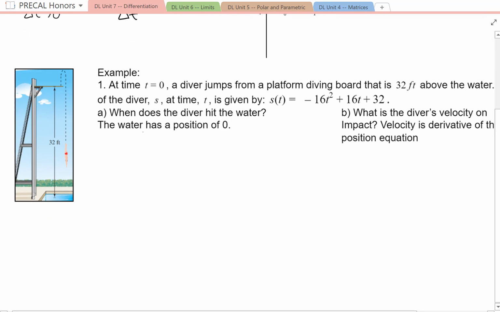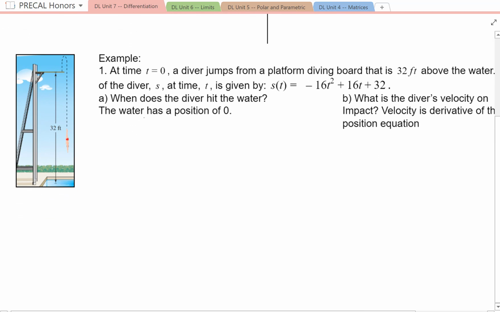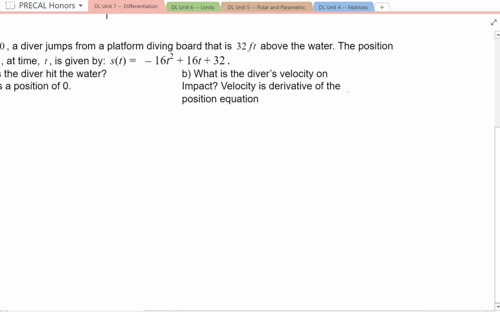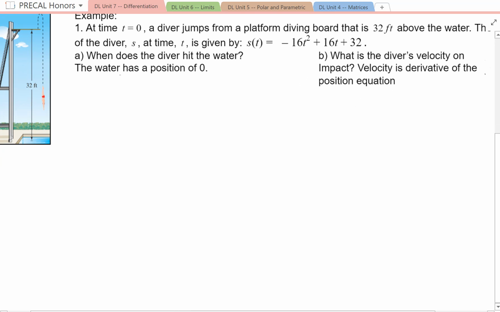32 feet per second squared. So our example here, at time t equals 0, a diver jumps from a platform diving board that is 32 feet above the water. The position of the diver s at time t is given by the position function here. When does the diver hit the water, and what is the diver's velocity upon impact? The platform is 32 feet above the water. That means the ground, or the water, is at 0, your x-axis. We want to know at what values of time is the position of the object 0? Is the position of the object on the ground or in the water?